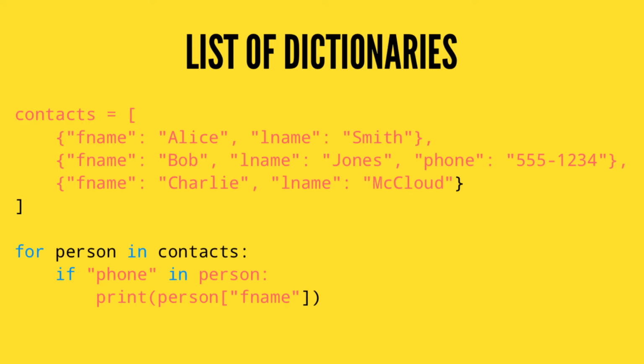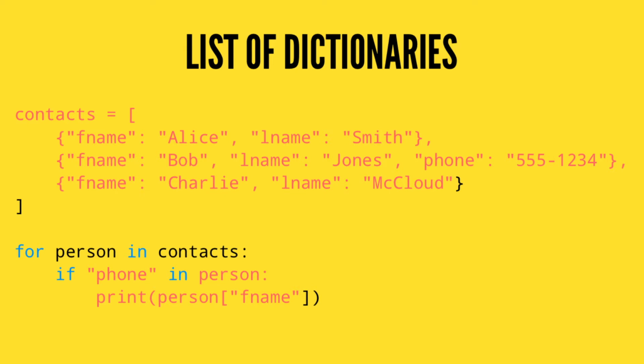And we also had a list of dictionaries, which was another nested collection. So here we have our contacts list, and then within that list we're going to have a dictionary so we can hold a bit more information about each of our contacts. So we've got their first name and their last names. So we had this for loop here. So for person in contacts, so that's going to go for each line there, that'll be the person. If phone in person, print person first name.